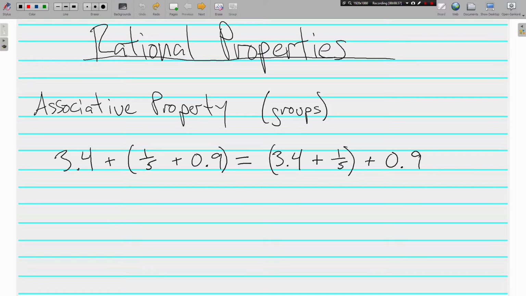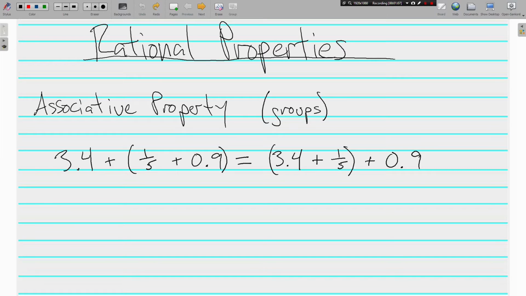Alright, the first one we're looking at is the associative property. And remember, that has to deal with the way numbers are grouped. Changing the grouping will not change the sum or the product. All of these numbers in my example problem are in the same order, 3.4, 1/5, 0.9 or 9/10. Both sides, they're in the same order. It's just the grouping that has changed.